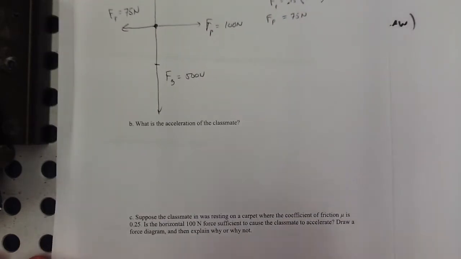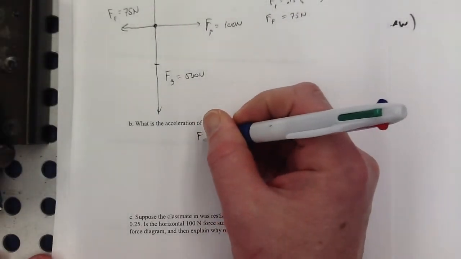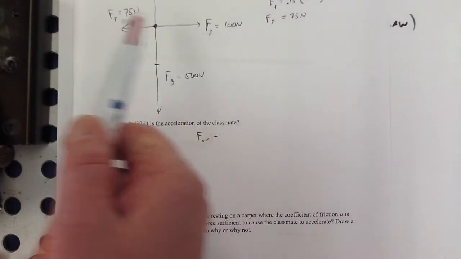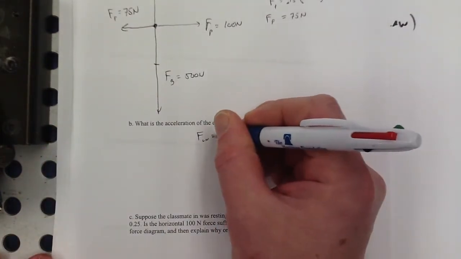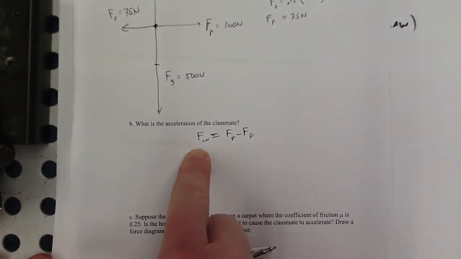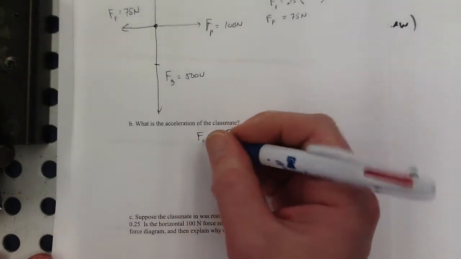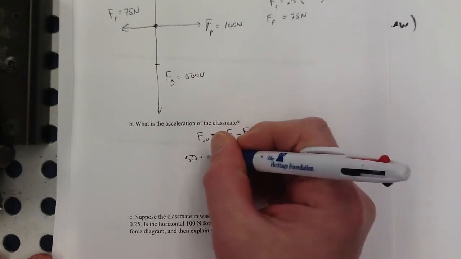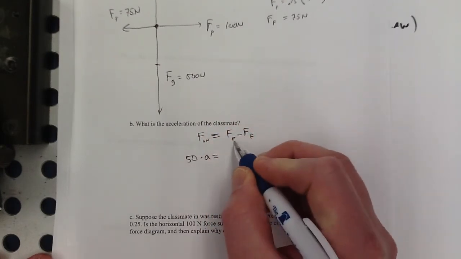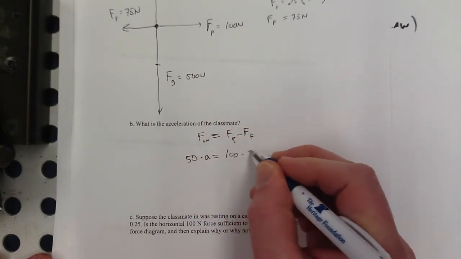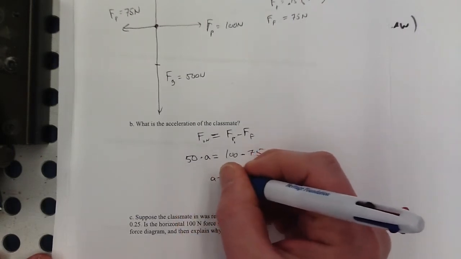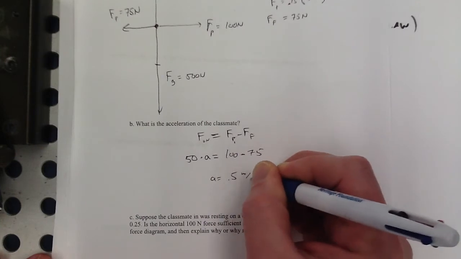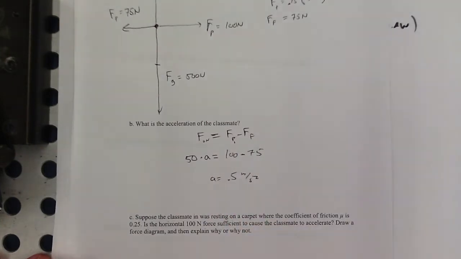What's the acceleration? Well, the unbalanced force here is the push winning versus friction. So unbalanced force is mass times acceleration. Mass times acceleration is equal to 100 minus 75, that's 25, divided by 50. So half a meter per second squared.